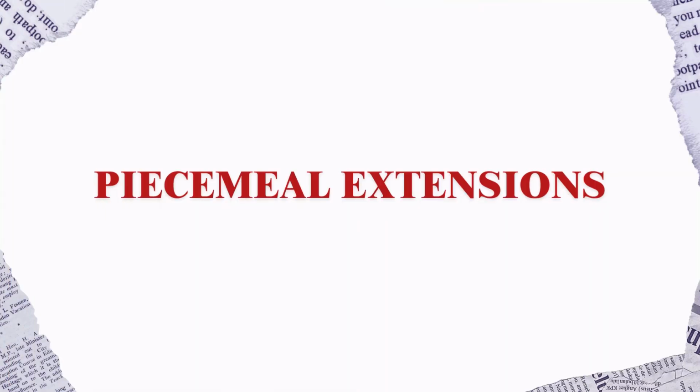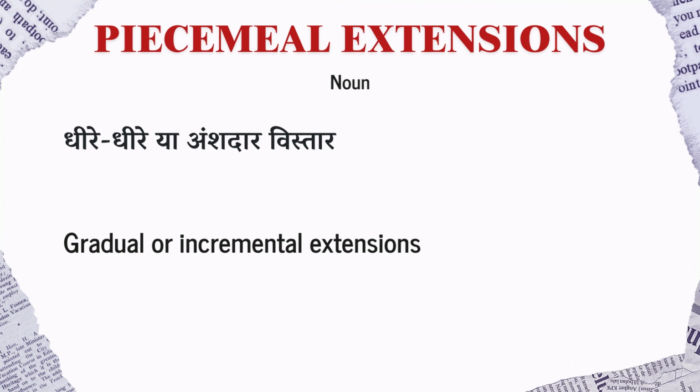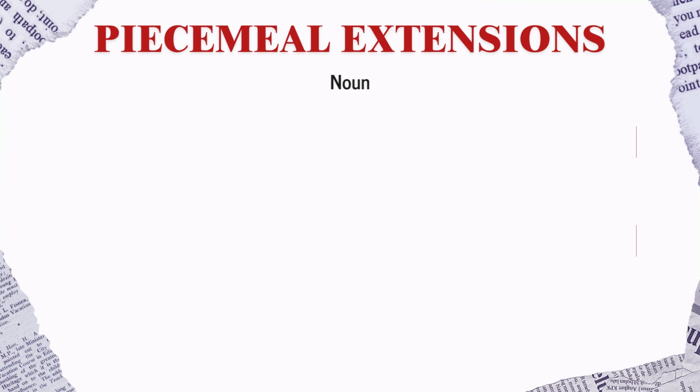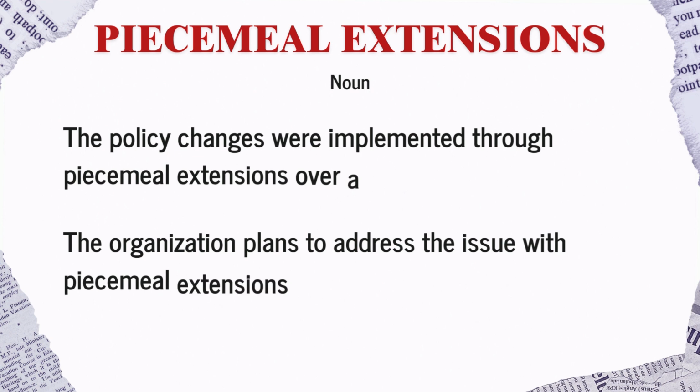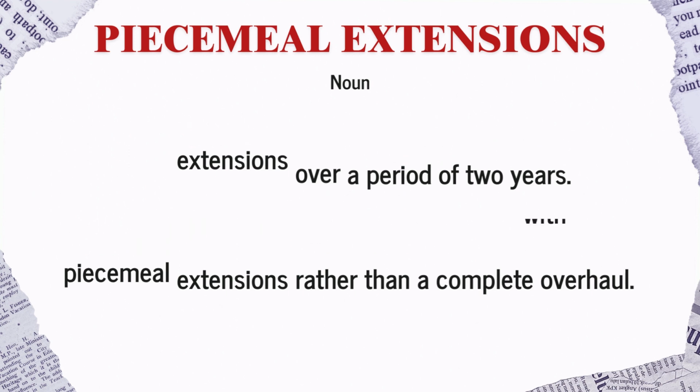Next, we have the term piecemeal extensions. It refers to gradual or incremental extensions. In simple words, it means making additions or extensions in a slow or step-by-step manner. For example, the policy changes were implemented through piecemeal extensions over a period of 2 years. Another example is, the organization plans to address the issue with piecemeal extensions rather than a complete overhaul.